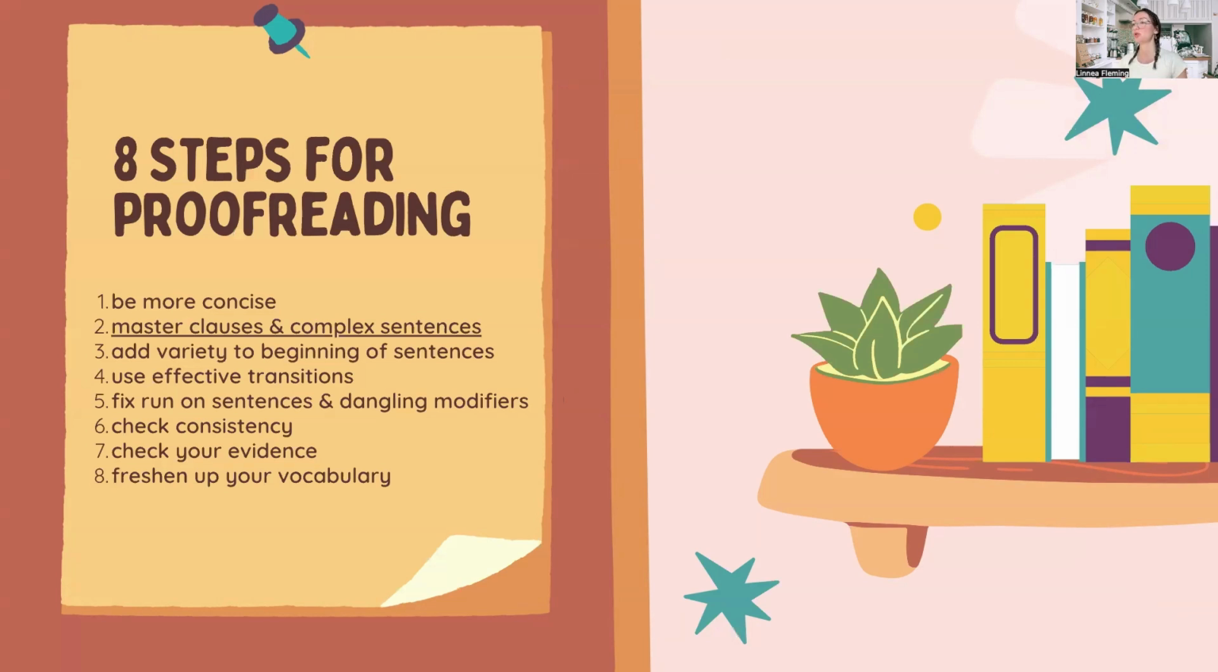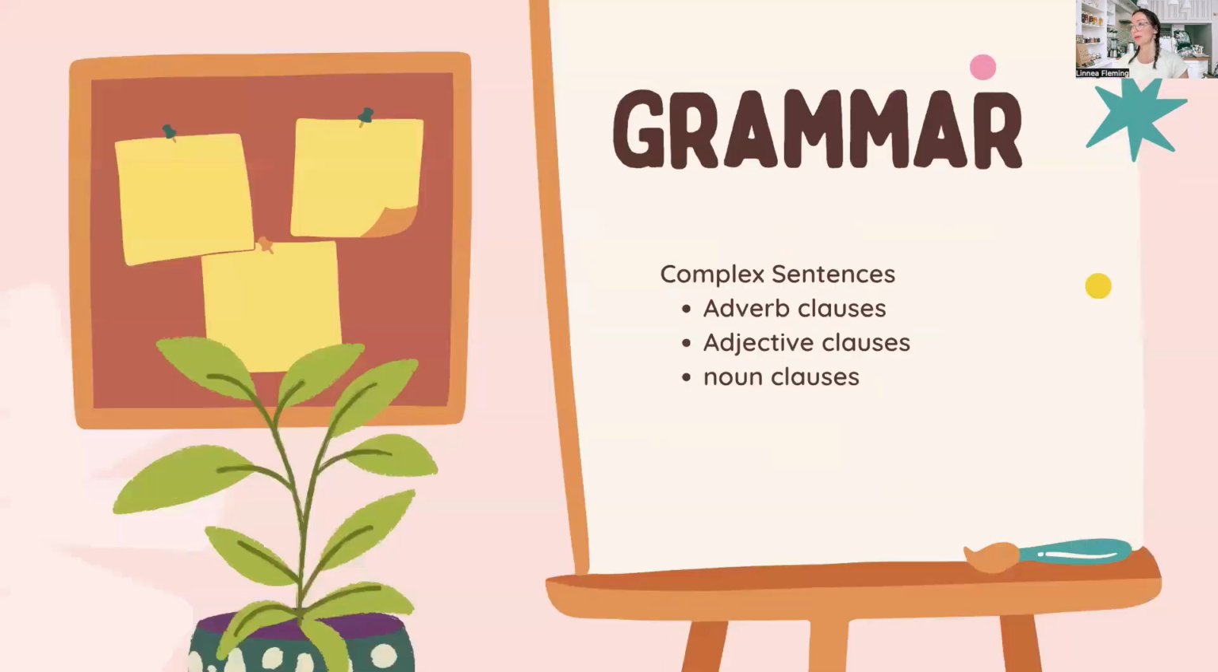We're going to learn about the two other types of dependent clauses that are going to have you making all kinds of variety with your complex sentences. So remember, there's three types of complex sentences because there's three types of dependent clauses. There's adverb clauses, adjective clauses, and noun clauses. Today, we're going to be going over adjective and noun clauses.